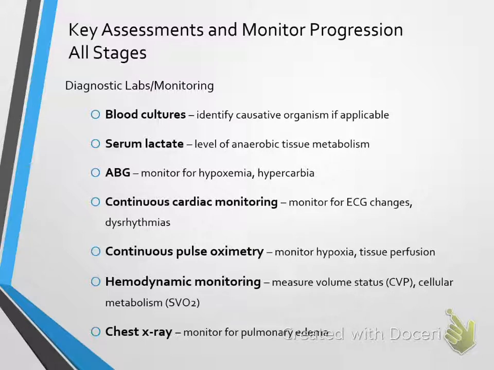Continuous pulse ox, hemodynamic monitoring, and don't worry about the SVO2, but I will tell you one thing about the SVO2. This is called the mixed venous oxygen sat. They pull that from the vessel returning to the heart. So what do you need to get a mixed venous oxygen sat? A central line. We'll pull venous blood from the central line and match it to arterial blood. So we're sending out 90% oxygenated blood. What are we getting back? So we will look at what we're getting back to the heart.